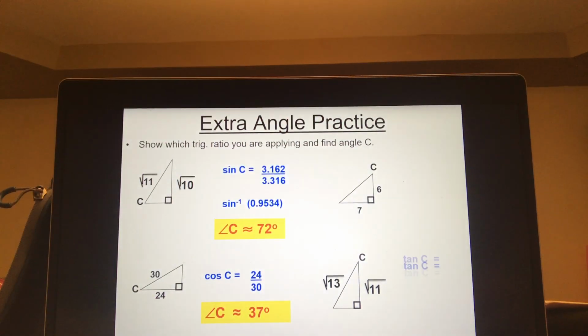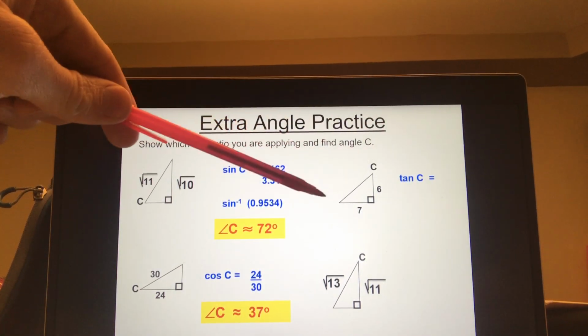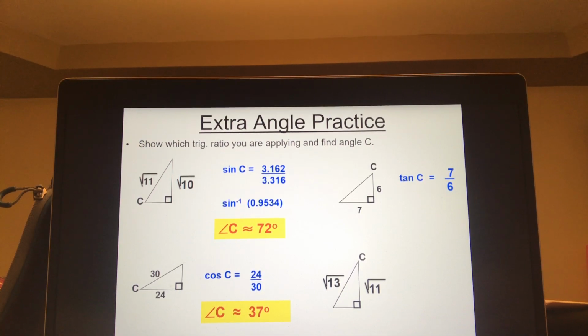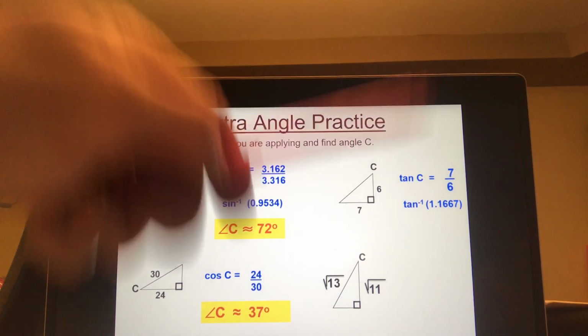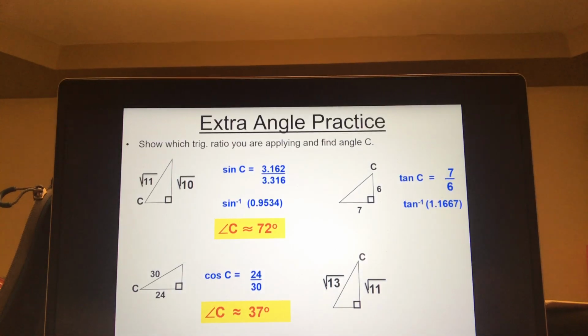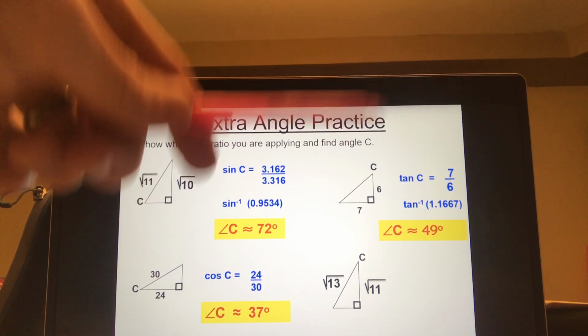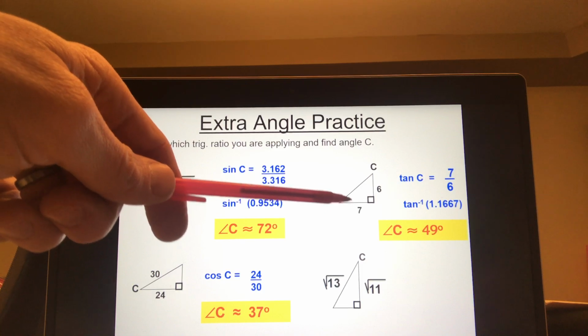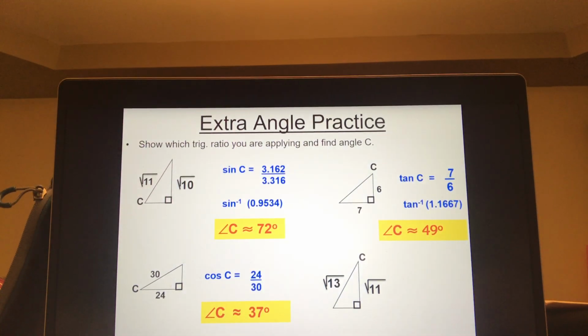Now you should be thinking about a tangent ratio, because you don't have the hypotenuse. You could find it, but that'd be a waste of time. Should be a tangent ratio, 7 over 6. And if you start messing with your calculator, that's the decimal you're trying to take the inverse of, tan inverse of 1.1667, which gives you a 49-degree angle, which would make sense. It was a little bit bigger than 45. This one over here, if you accidentally found that one, is right around 41 degrees.